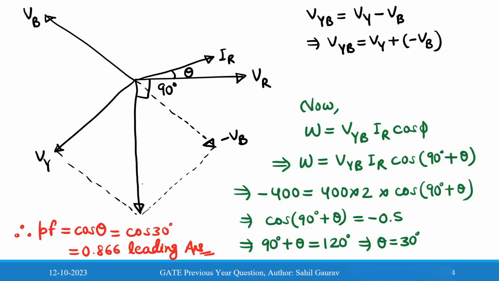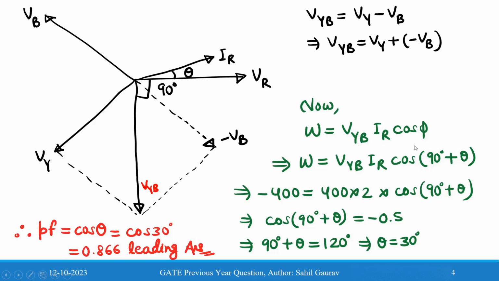This is the VYB. We all know that the line voltage VYB will be VY minus VB. You can also write it in the form of a summation, that is VY plus minus VB. So taking the minus VB on this side, and now summing up VY and minus VB, you will get the line voltage VYB. Therefore, here we can see that the angle between VR and VYB, the line voltage, is 90 degree, and also we can say that the angle between line current IR and line voltage VYB is 90 degree plus theta.